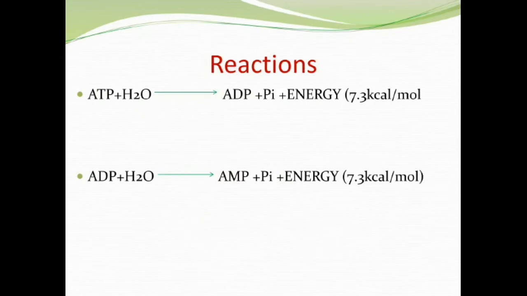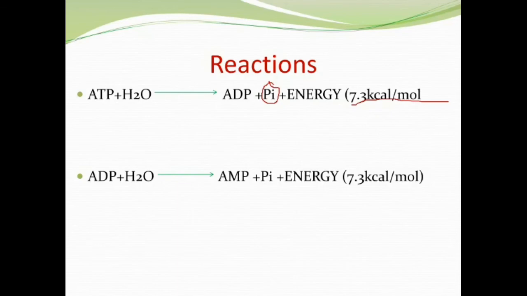Now, let's talk about reactions. The first reaction shows you that ATP is broken down by a water molecule. When it is broken down, on the other side, the product that we get is ADP, which shows a removal of a molecule of phosphate. And every removal of a phosphate molecule is releasing 7.3 kilocalories of energy per mole.